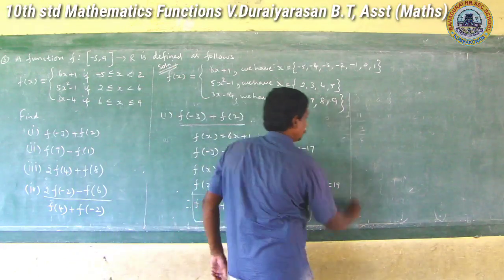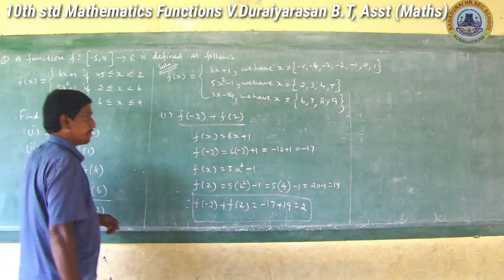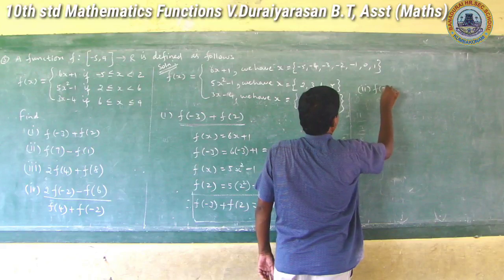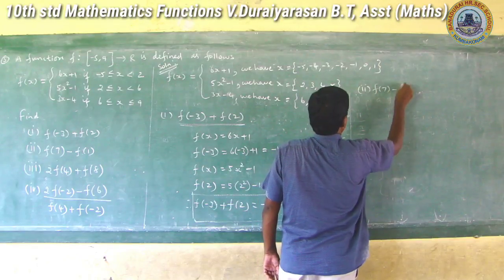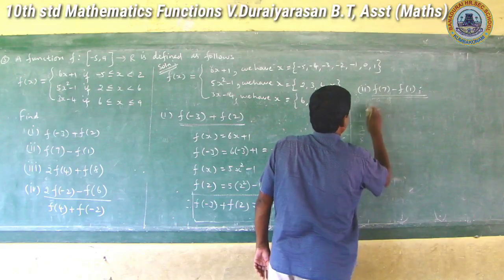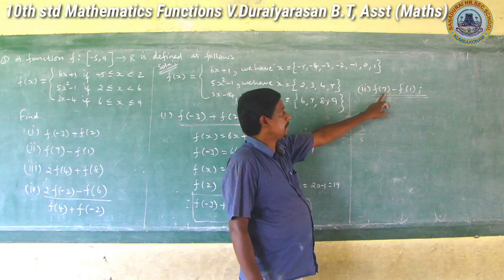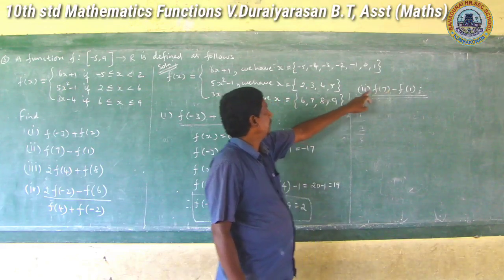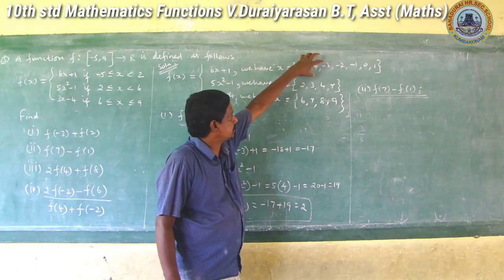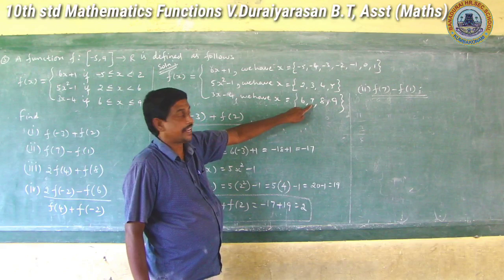Question number 2. f of 7 minus f of 1. What is the value of x? x is 7. To judge 7, what values of x is 7? Where is the place? The 7 here.